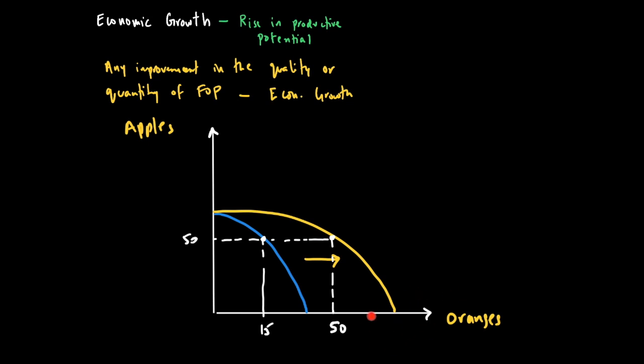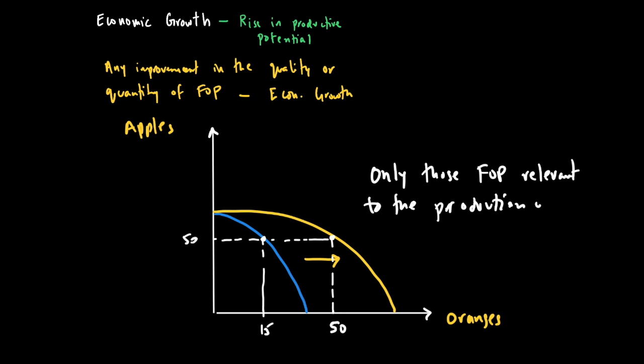So this can only happen if the productive possibility or productive potential goes up for only one kind of a good. This will result in a pivotal shift, and it means that only those factors of production relevant to the production of one good, in this case oranges, has improved.